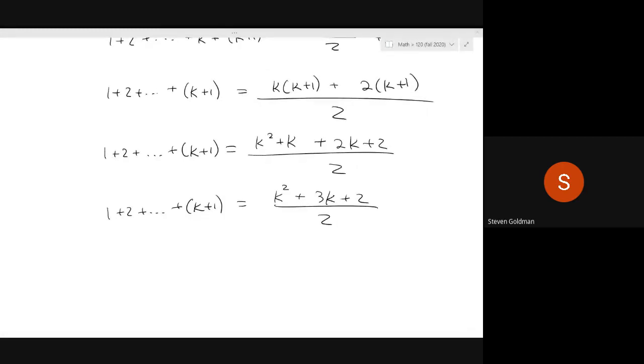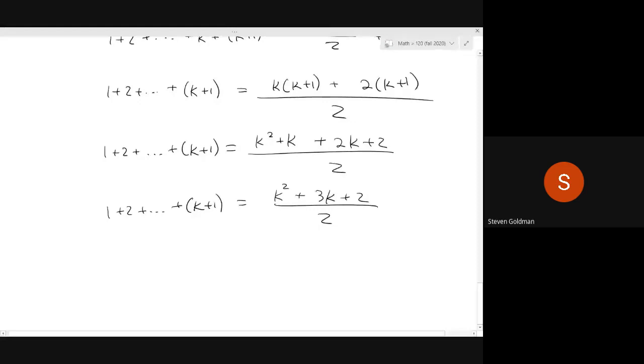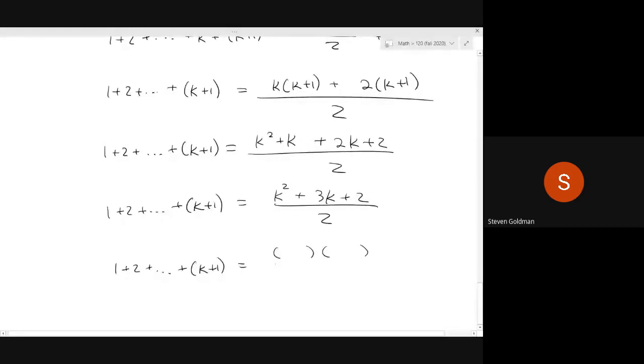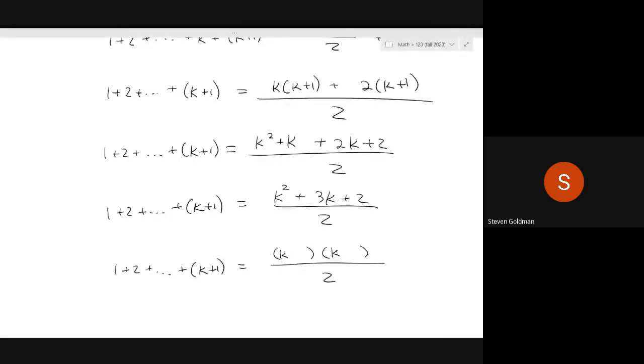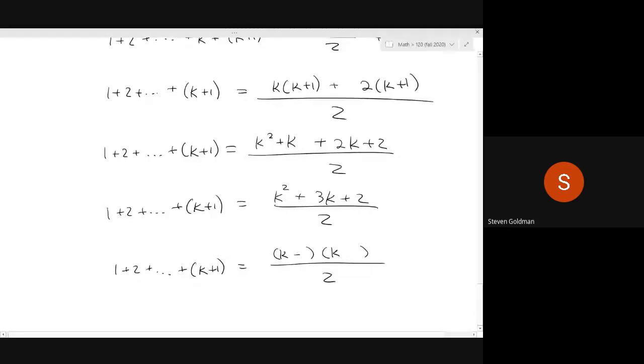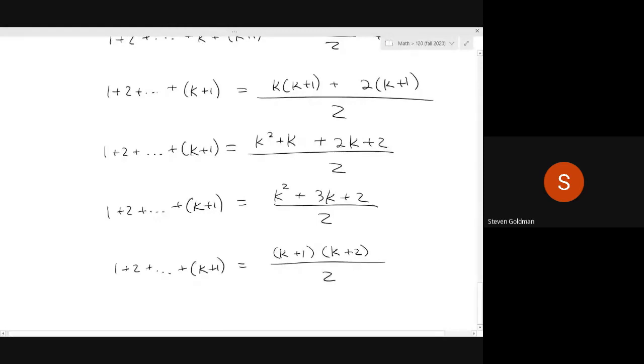All right. Now k squared plus 3k plus 2, I can factor that. If I factor that, what will my factors be? Right. Well, I need k plus 1 and k plus 2, right? Why? Because I need two numbers that multiply to give me 2, whose sum is 3, so 2 and 1. So my factors will be k plus 1 and k plus 2. Okay, right, when I multiply those, I get back k squared plus 3k plus 2.